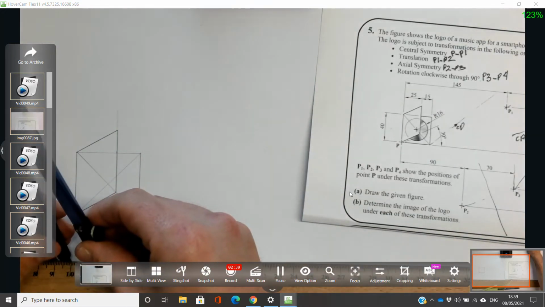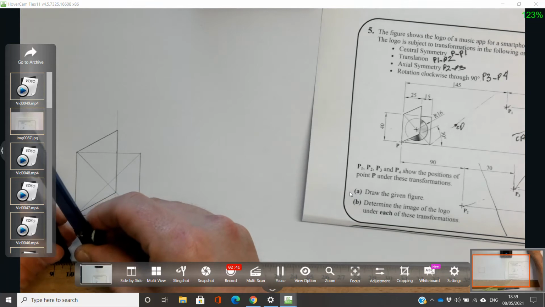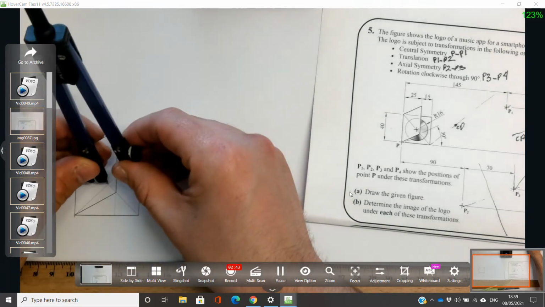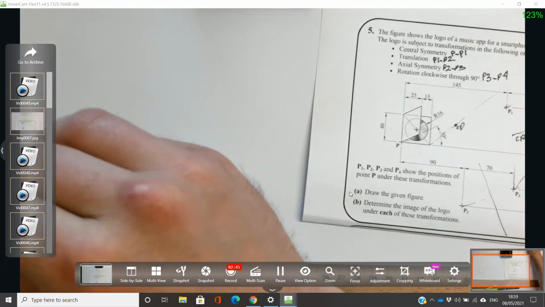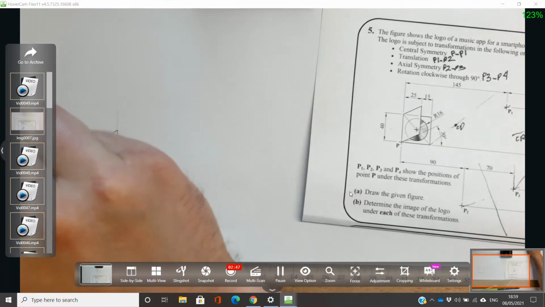Now, the radius of the circle is 16 millimeters. So we'll put in our compass. We'll draw in our circle radius 16.